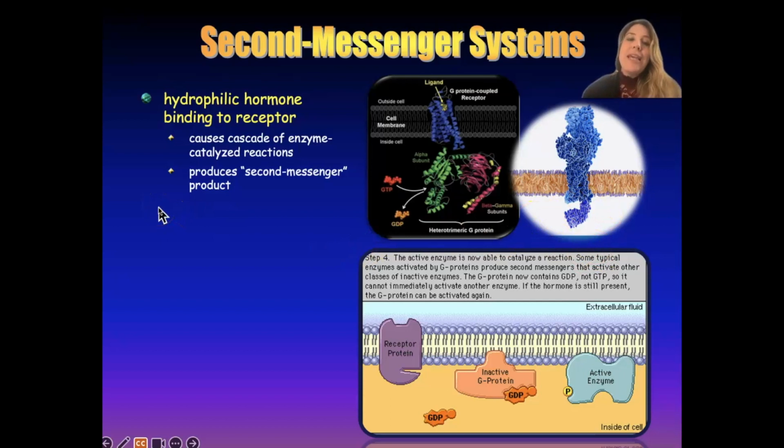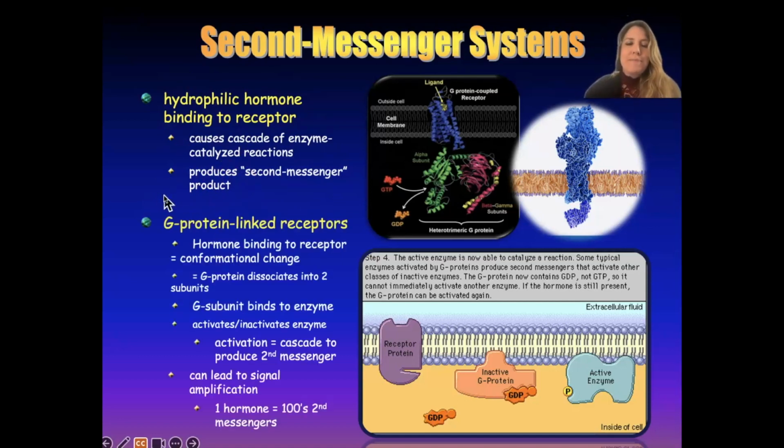Well, in some cases, when this happens, it causes a conformational change in the protein, and that change will then trigger other events to happen. In fact, it will trigger the production of what we call second messenger products. So the most famous second messenger system is what's called G protein linked receptors. And how this works is you're going to have a protein embedded in the membrane, a nice receptor, and when the ligand or the hormone signal binds to that receptor protein, you get a conformational change.